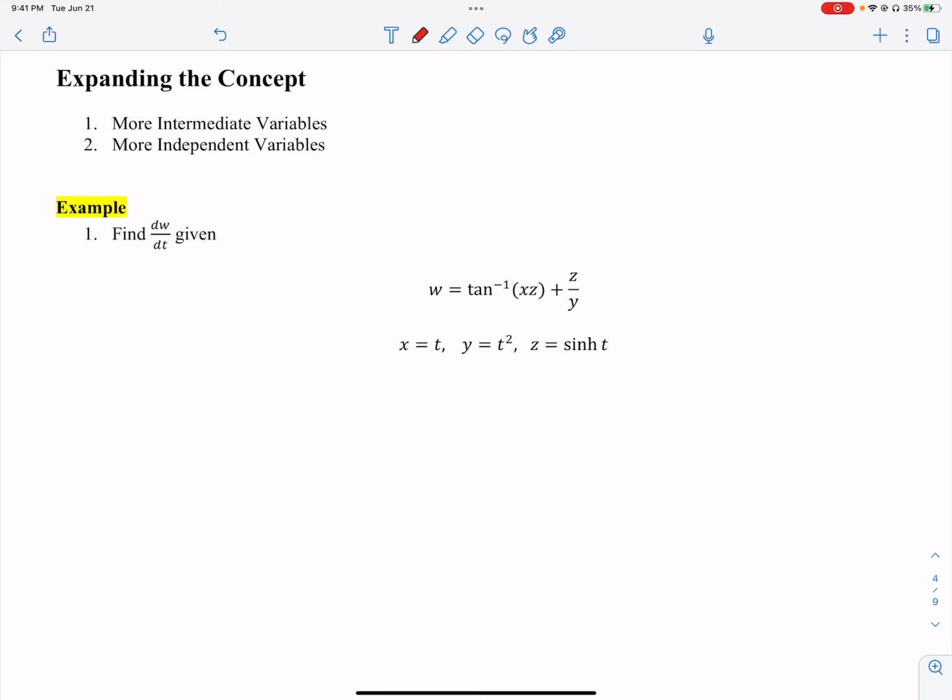In this video, we are continuing our discussion of section 13.5. This is the chain rule with multi-variable functions. So we're going to expand the concept here. They look very similar there, but they're different.